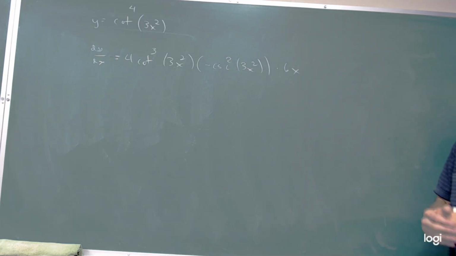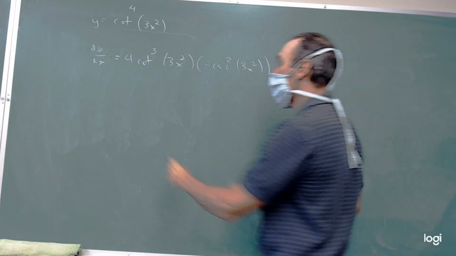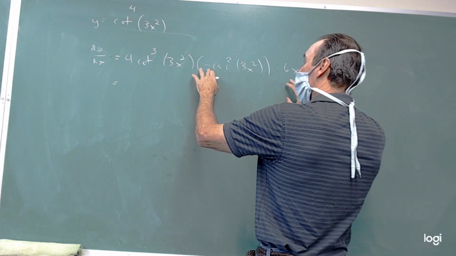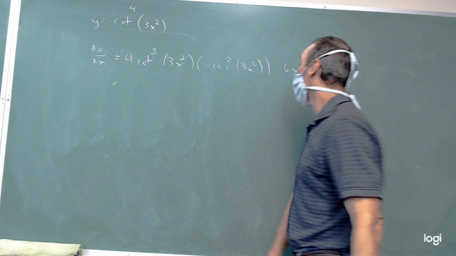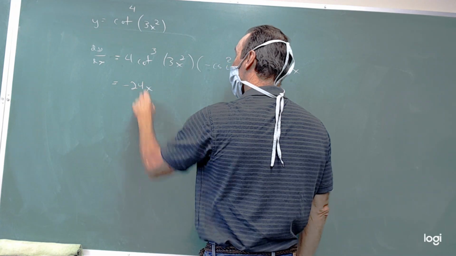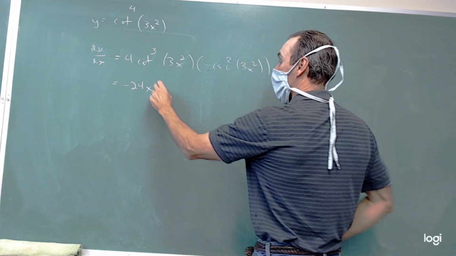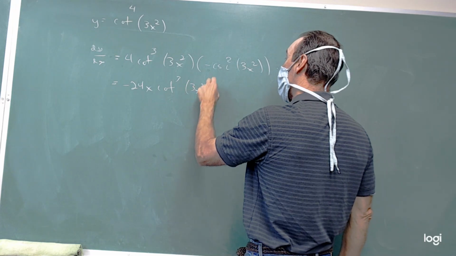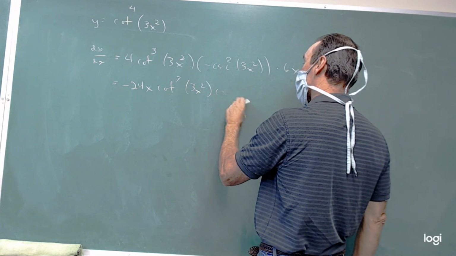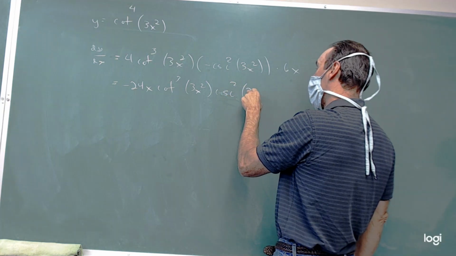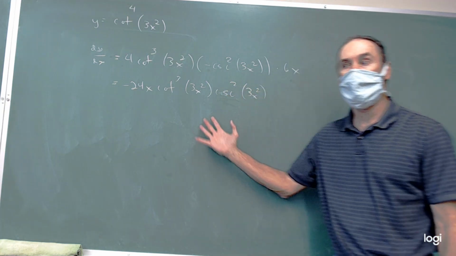Anything that's not a trig function is going to migrate to the left. So the 6x, the negative from the negative cosecant squared, and the 4 are all going to combine to be, I think, a negative 24x. And then we've got our cotangent cubed of 3x squared, and our cosecant squared of 3x squared, and that's our final answer. There's our derivative.